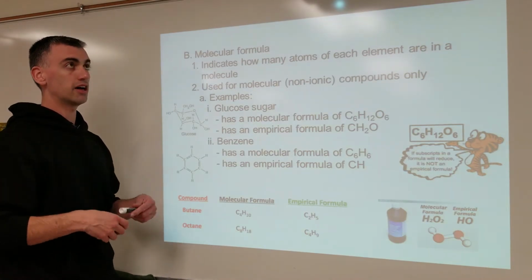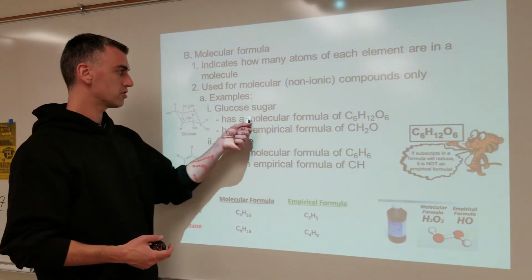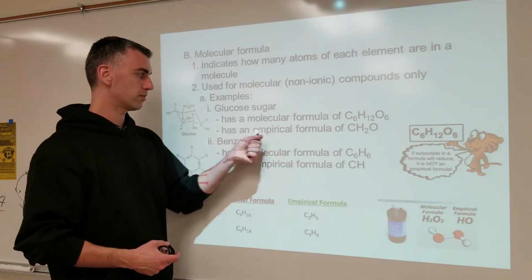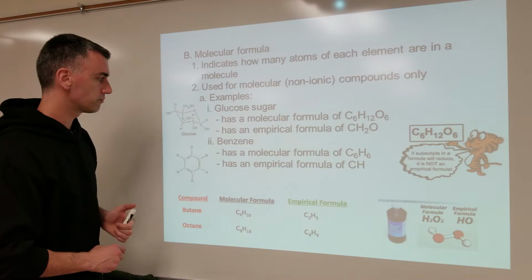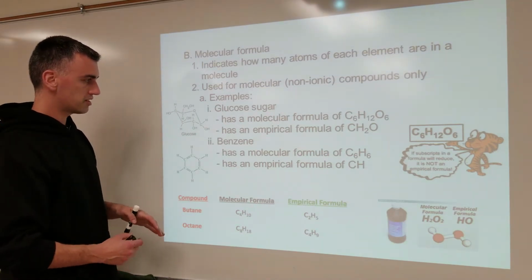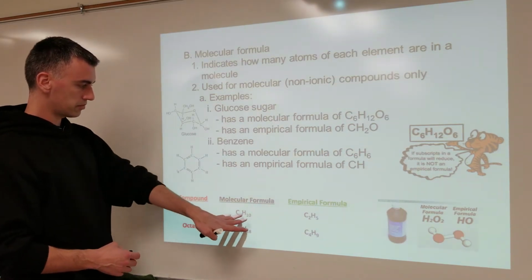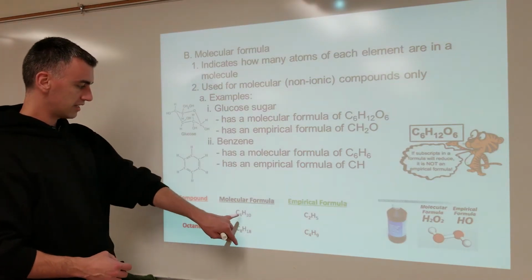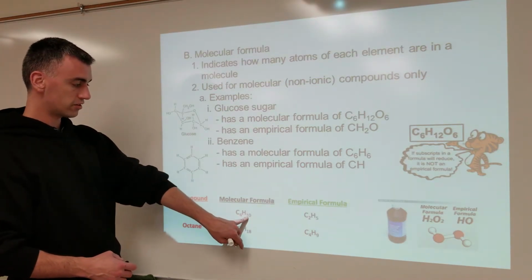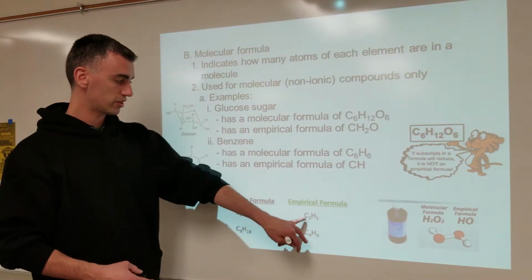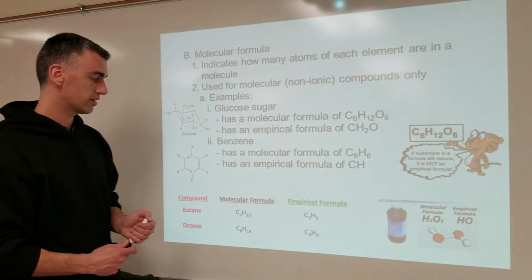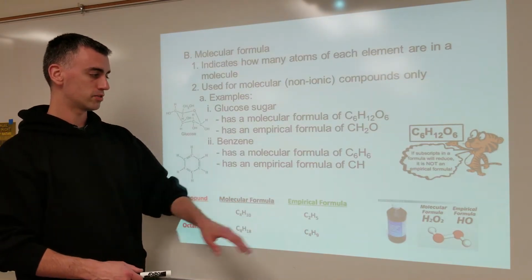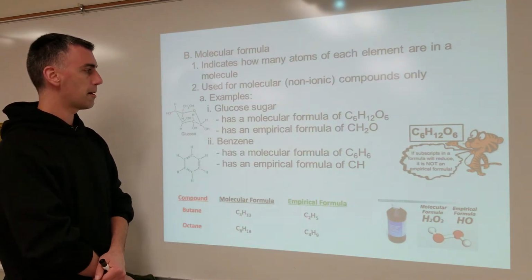However, for ionic compounds, there is no molecular formula because ions don't form molecules, so only empirical formulas apply for ionic compounds. So more examples include these here, where butane is composed of 4 carbons, 10 hydrogens, which comes down to a ratio of 2 carbons for every 5 hydrogens. So again, it's the difference between what's actually there and the ratio between the elements.